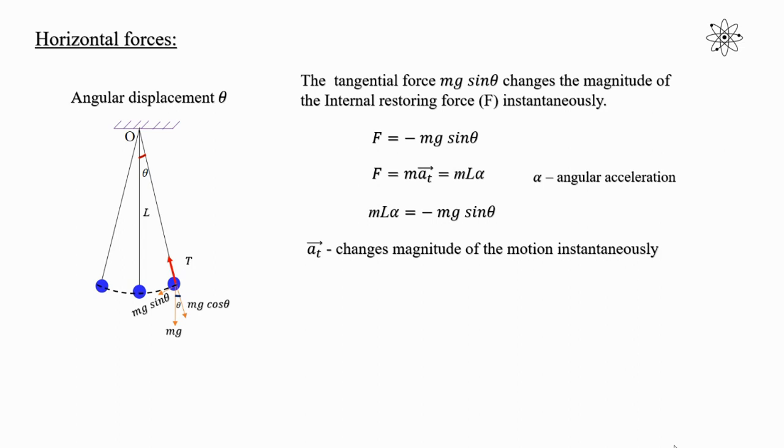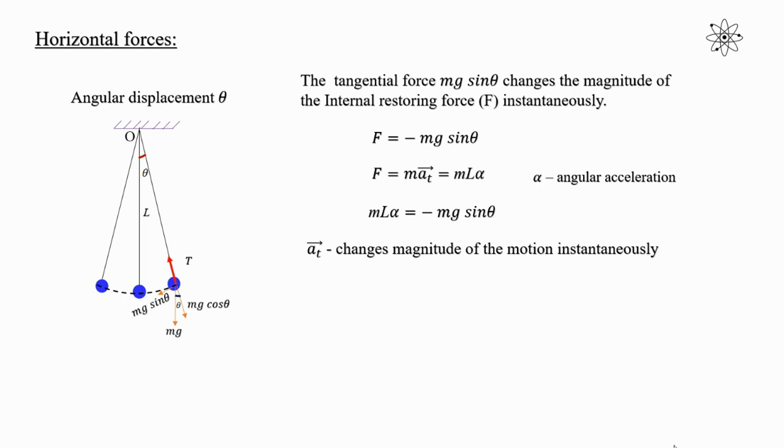But when the bob moves from the extreme to the mean position, its speed increases since the direction of motion and that of mg sin theta, that is the tangential acceleration, both act in the same direction.